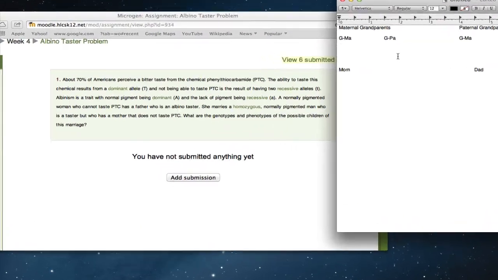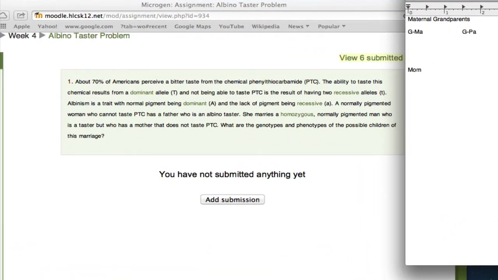So the way I do it is I start out and I write down everything that I know. I know that there are maternal grandparents, that'd be the mom's parents, and then paternal grandparents, that'd be the dad's parents. And I just start writing down stuff as I read it. So we know that there's two things going on here. So it's going to be a dihybrid cross at the end.